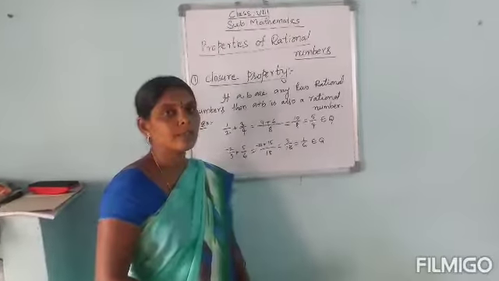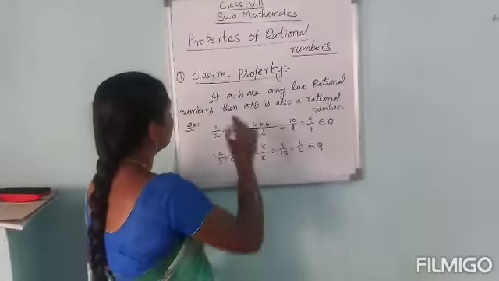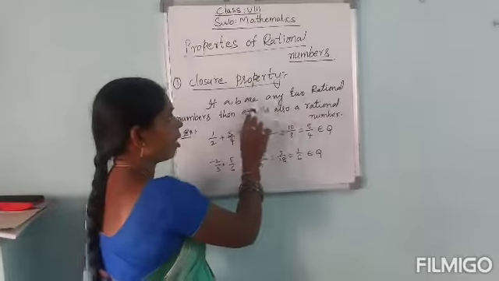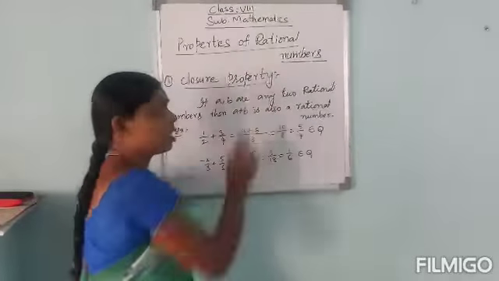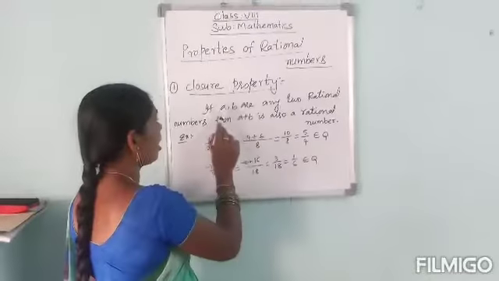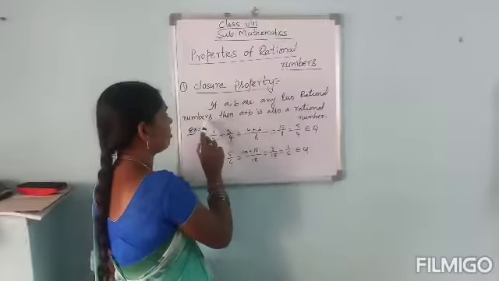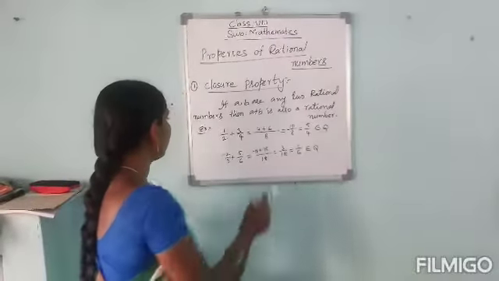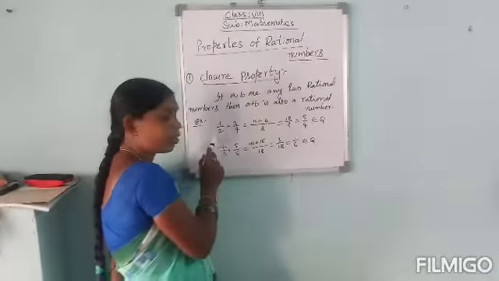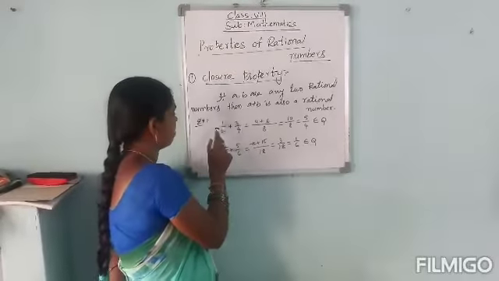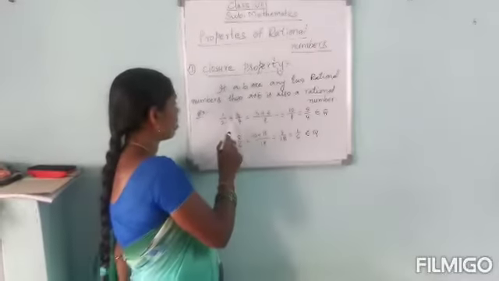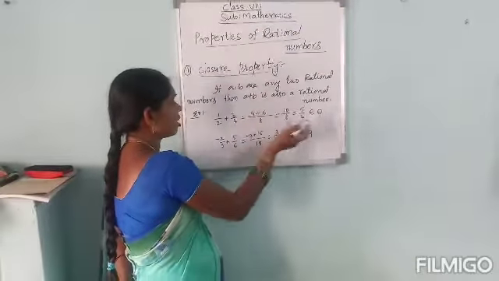Closure property. The first one is the closure property. See here, what is the closure property? If A and B are any two rational numbers, we are discussing rational numbers, then A plus B is also a rational number. See here one example. I am taking 1 by 2. Is it a rational number or not? Yes, 1 by 2 and 3 by 4. These two are rational numbers. Then what do we have to do here? A plus B is also a rational number.